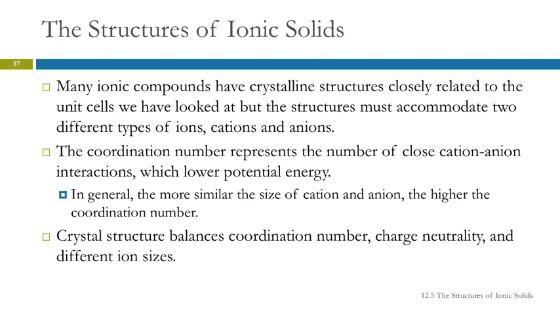So when we talk about the coordination number, we're looking at the number of cation-anion interactions. Those are the interactions that lower the potential energy, that cause it to come together. Generally, if the cation and anion are similar in size, you can get a higher coordination number, and so that's going to have a lower energy. So in these crystal structures for ionic solids, they're balancing the coordination number. We have to consider charge neutrality and different ion sizes.